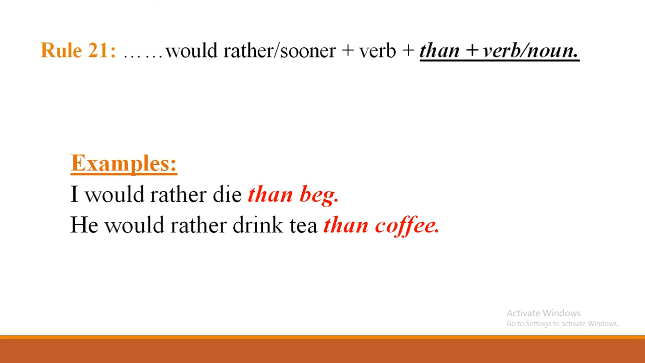First example, I have given a verb. I would rather die than beg. But next one, look at the example. He would rather drink tea than coffee. That means tea is a noun and coffee is also a noun. So, just you will understand the word before than.